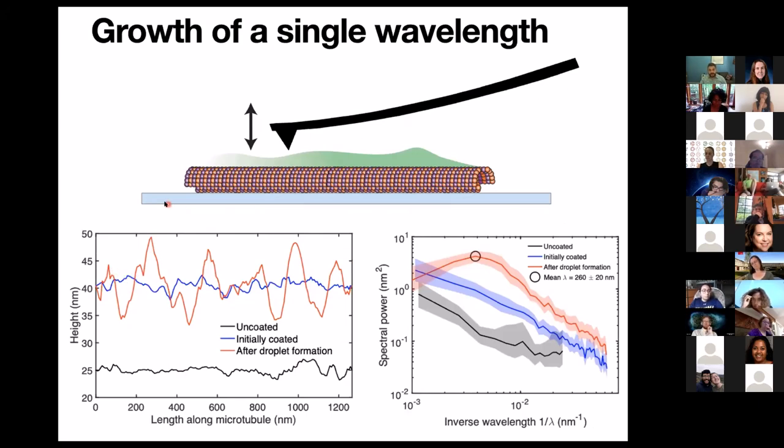You can see this periodicity by looking at a power spectrum of this height signal, and you see that there's a clear peak in the power spectrum, in this case at 260 nanometers, which is basically below the resolution limit that we had in the optical microscopy, and so that's why it looked uniform to us.